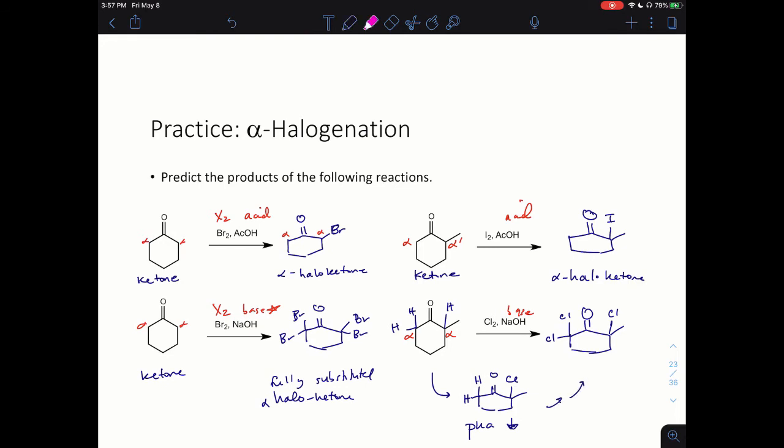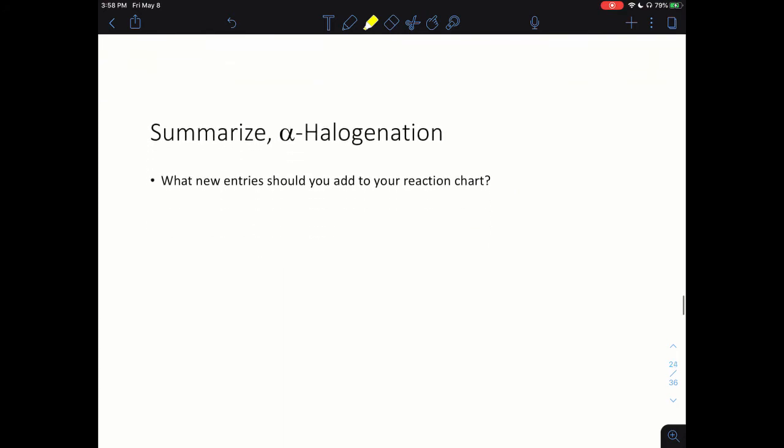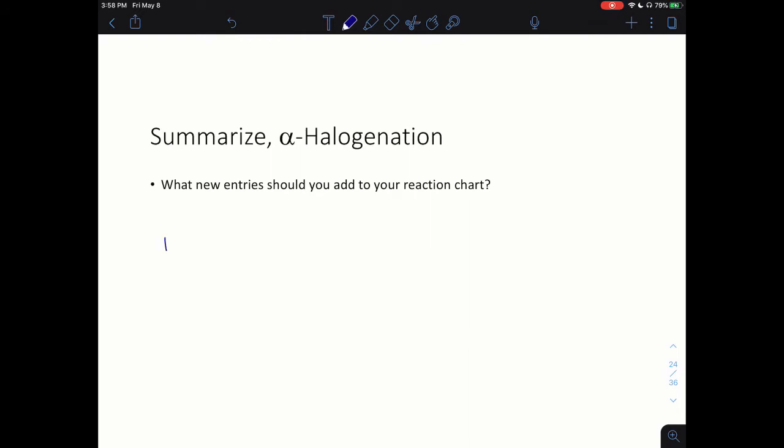So under acidic conditions, you are going to substitute the most substituted carbon for one halogen. So one of those CHs for one halogen, and most substituted alpha carbon, I should be clear. Under basic conditions, all of the alpha CHs are substituted. So what should you put on your reaction chart? Yes, alpha halogenation under acidic and basic conditions. So go ahead and write that out so you can make sure you remember and you can compare with me.